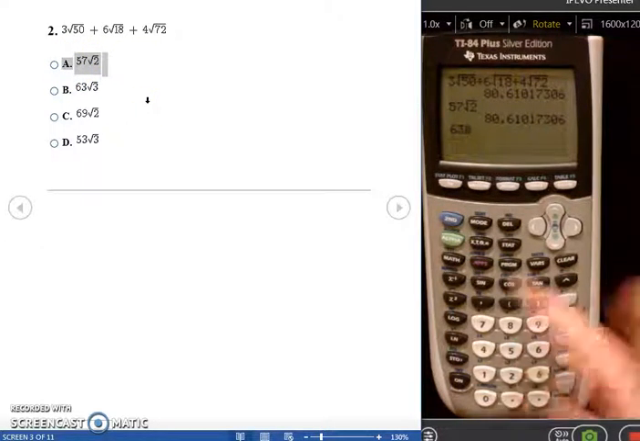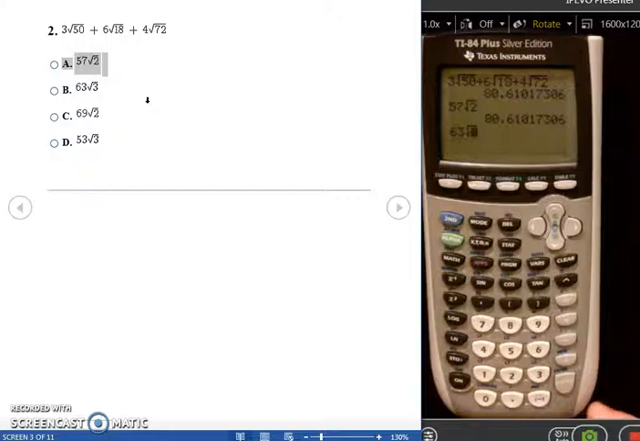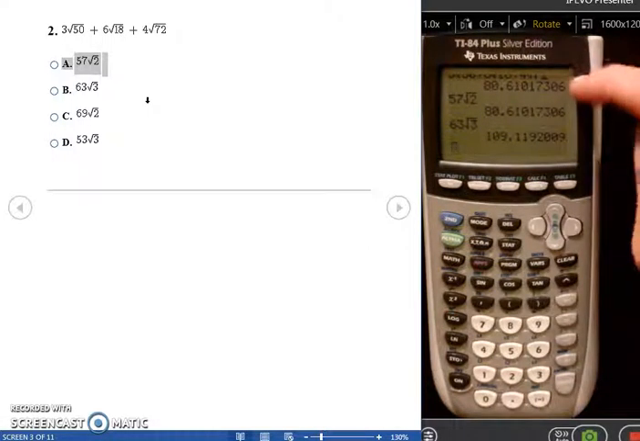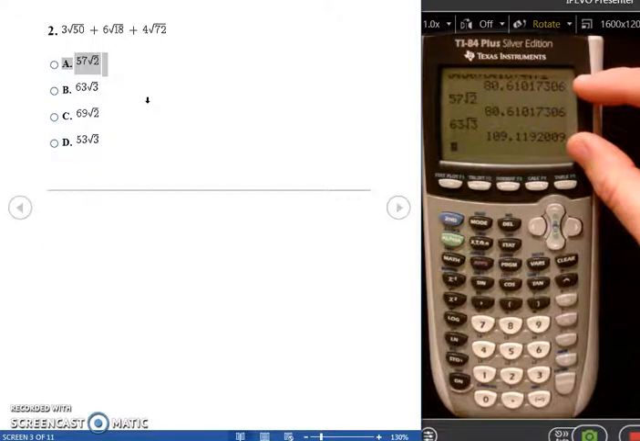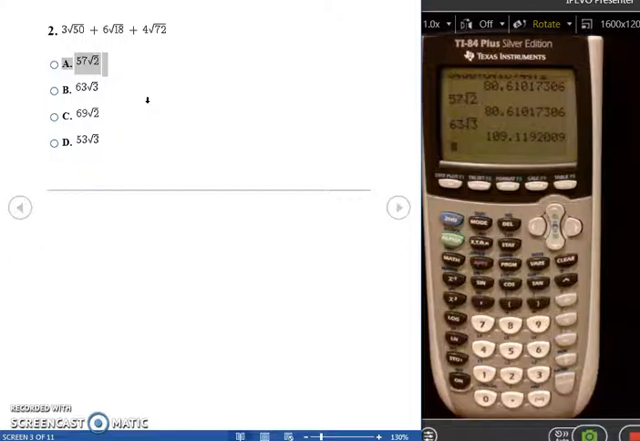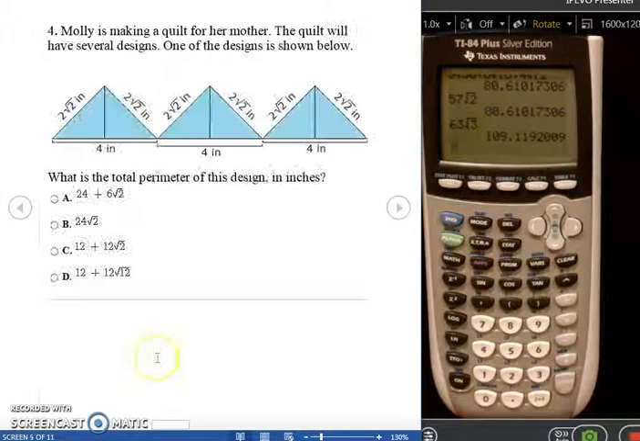Now if I were to check the rest of them, so I'm going to type in B, which is 63 square root of 3, you can see how my first answer here and the answer of letter B are different numbers. So that's a wrong answer. So that's how I can eliminate B as a choice. And it's always a good idea to just double check all of your answers to make sure you didn't make a mistake. But in number 2 here, A is going to be my answer.